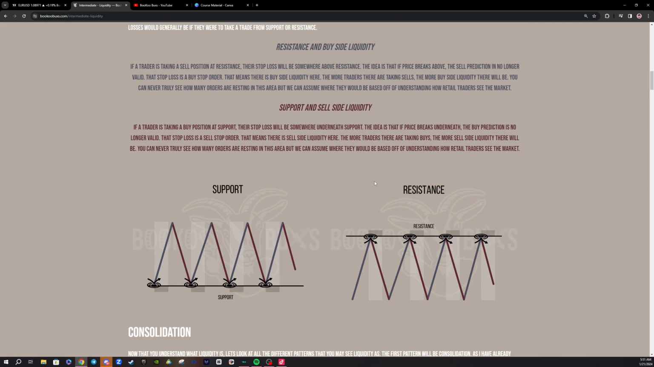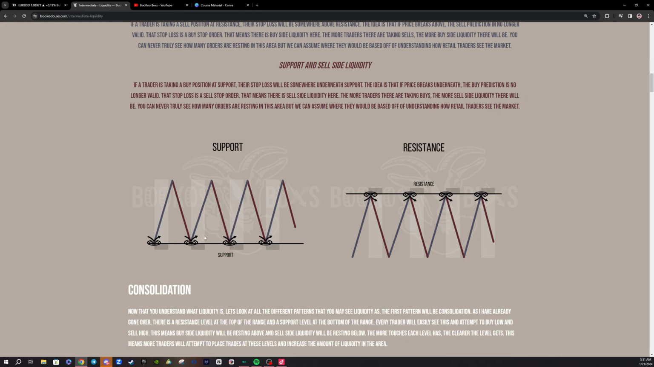Support and sell side liquidity. If a trader is taking a buy position at support, their stop loss will be somewhere underneath support. The idea is that if price breaks underneath, the buy prediction is no longer valid. That stop loss is a sell stop order. That means there is sell side liquidity here. The more traders that are taking buys, the more sell side liquidity there will be. You can never truly see how many orders are resting in this area, but we can assume where they would be based off of understanding how retail traders see the market.